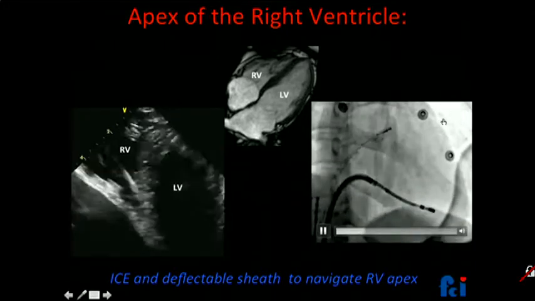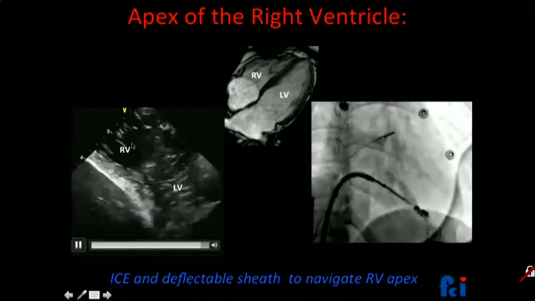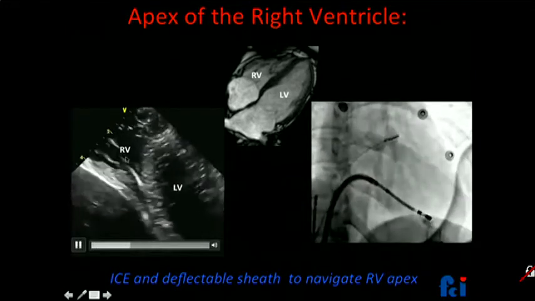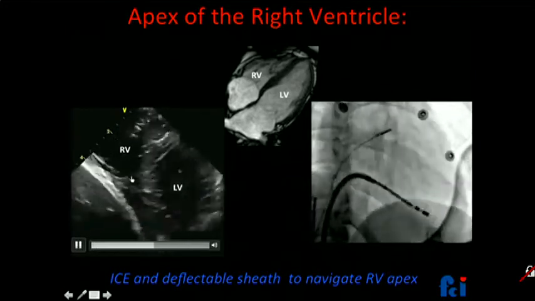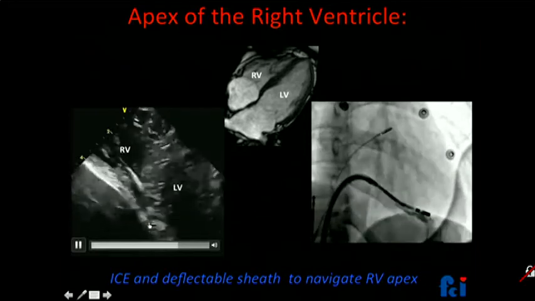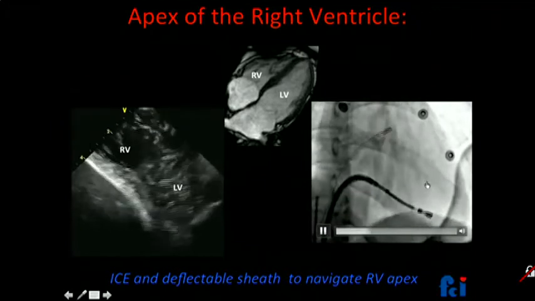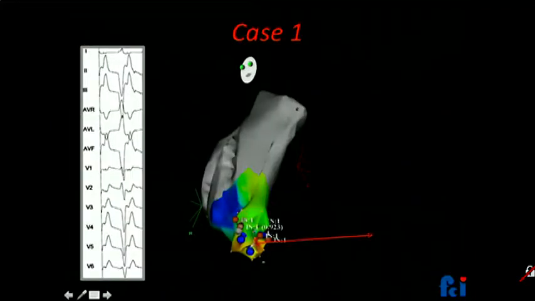We think that one of the serious problems of why these procedures fail is because we cannot adequately identify this anatomy, and almost always the catheter comes to this area in front of the papillary muscle, but never is it advanced so distally as is required in order to arrive at the true tip.